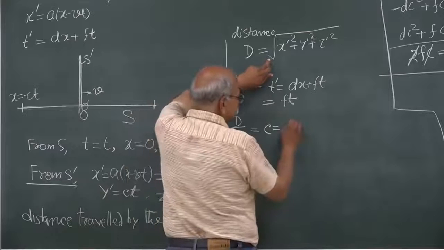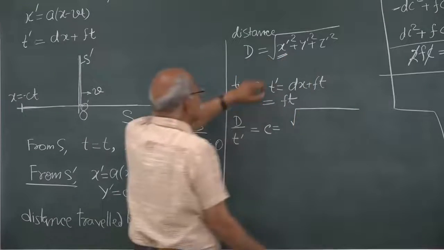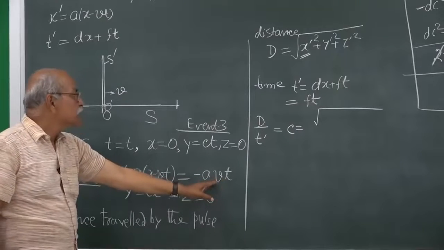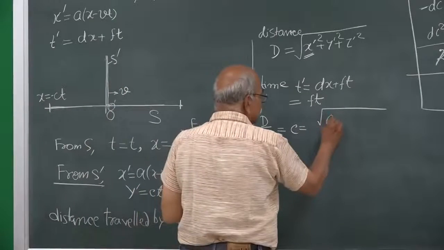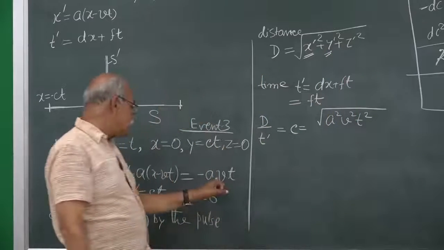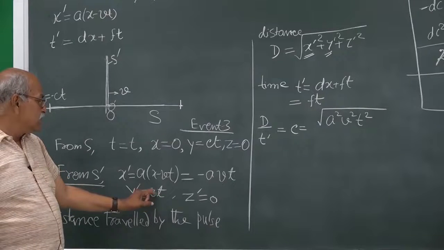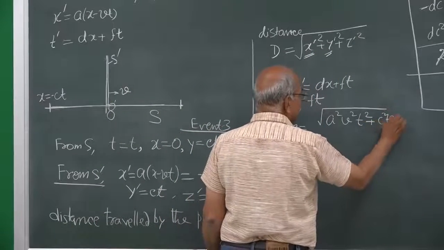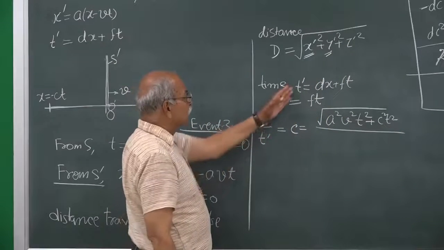and that should be square root of, what is x prime? X prime is here, minus a v t. So, x prime square is a square v square t square. What is y prime square? Y prime is c t. So, y prime square is c square t square. So, plus c square t square, and z prime is 0, and that divided by t prime, and t prime is f into t.